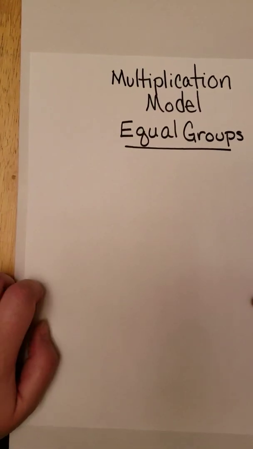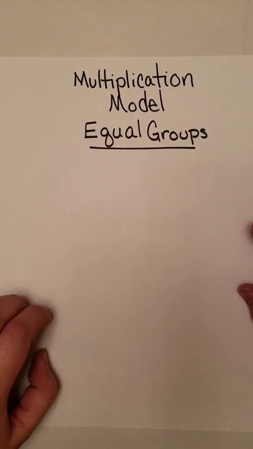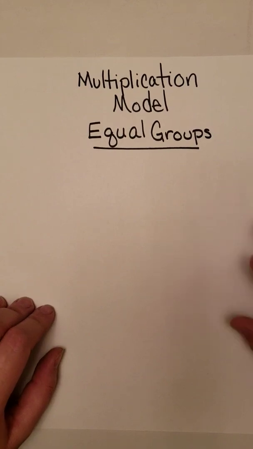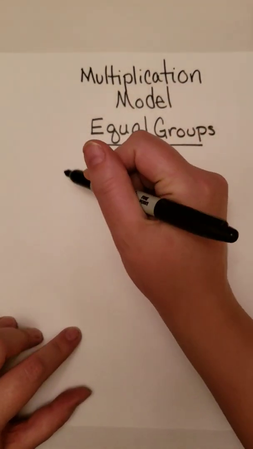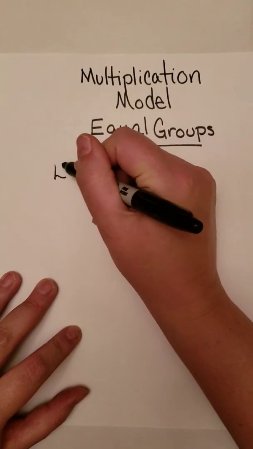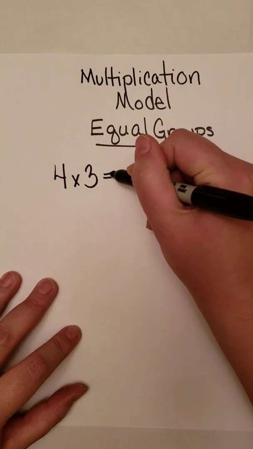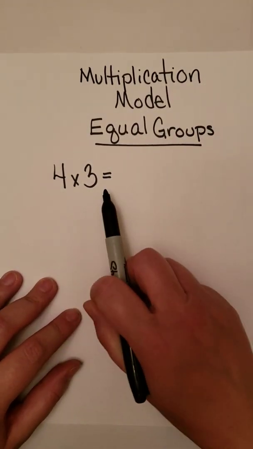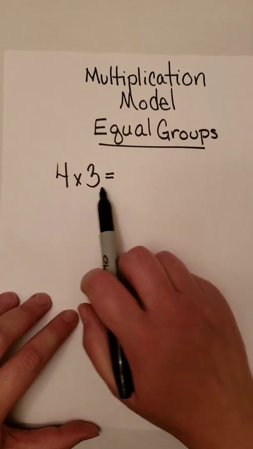So let's learn how we can communicate with other mathematicians to explain to them how we came to answers to our multiplication problems. And the first step is using a model. So we're going to start with a basic multiplication fact like this: 4 times 3. Now, this is mathematical notation. This is a sentence written in math symbols. This doesn't actually show us what's happening.